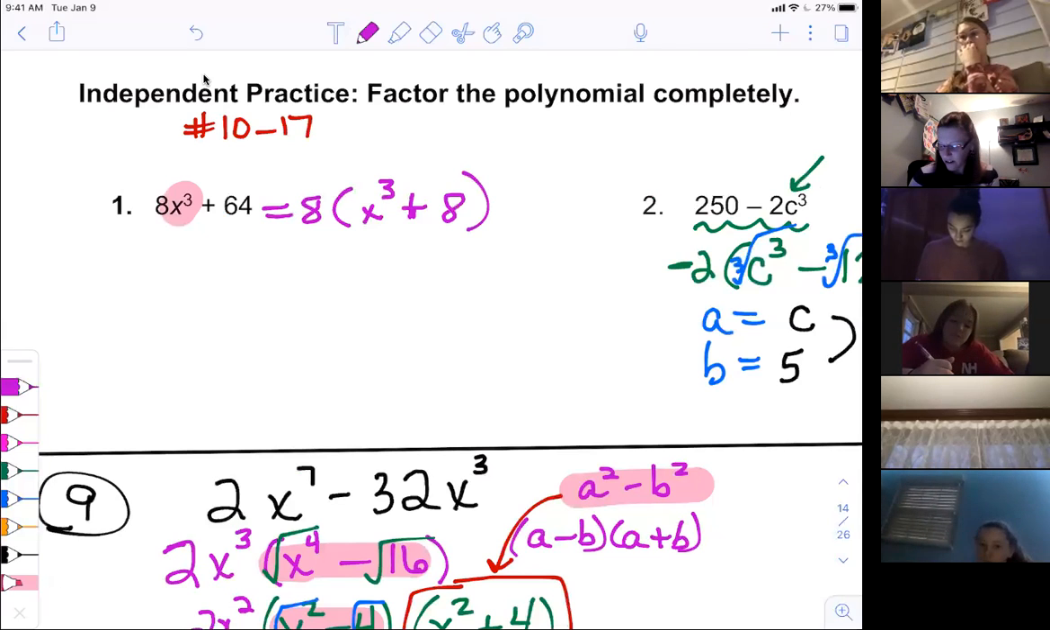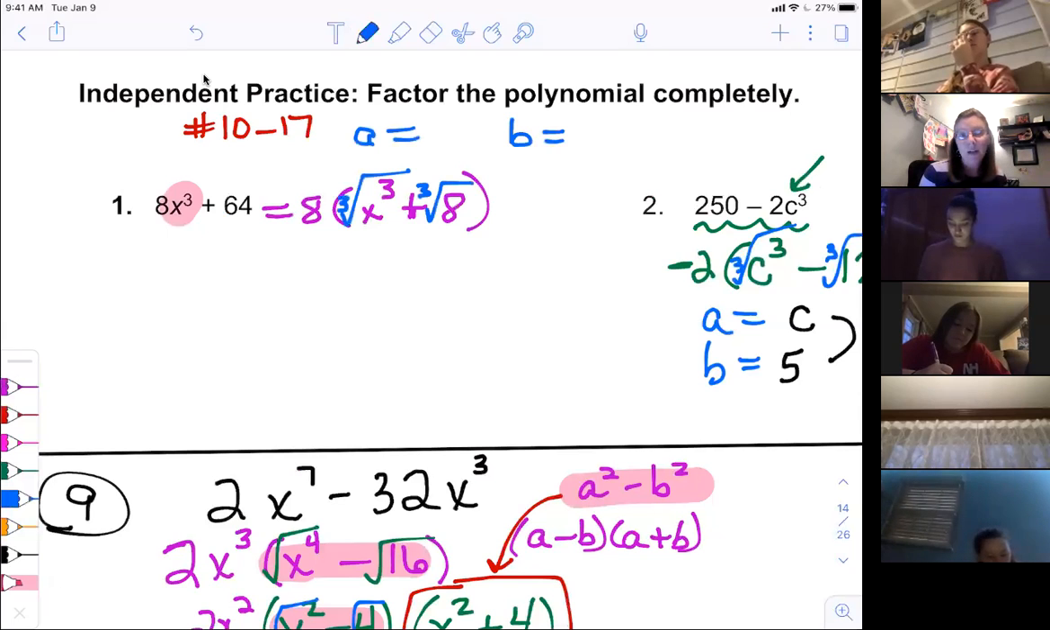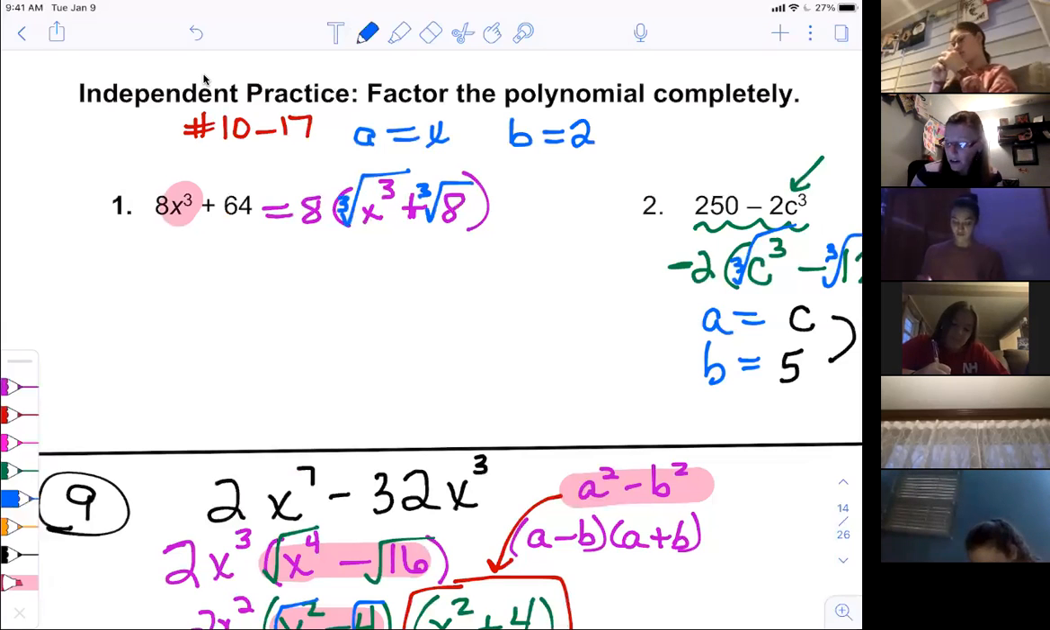Well, I know that I can take the cube root of x cubed, but I also can take the cube root of 8. So those are perfect cubes. We want to factor this using the perfect cube pattern. So the cube root of x cubed is just x. The cube root of 8 is 2. So that would be my a and b term.